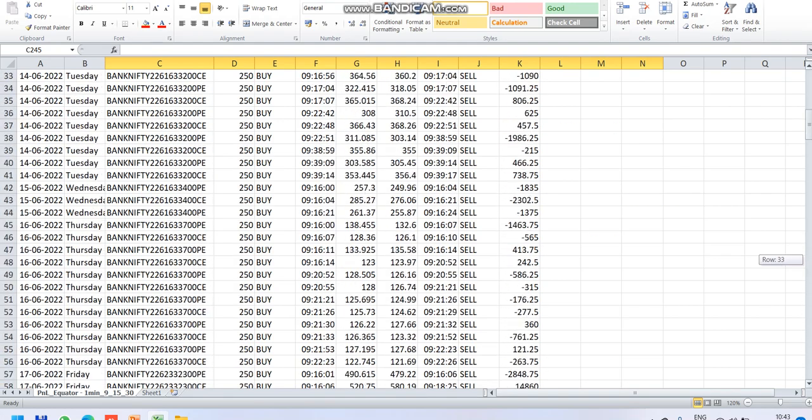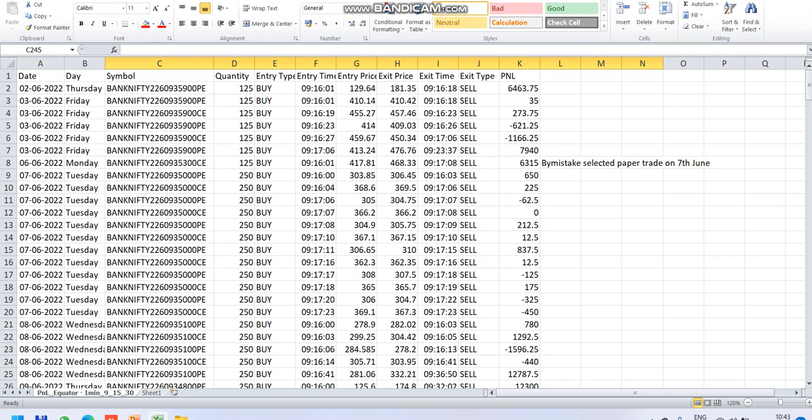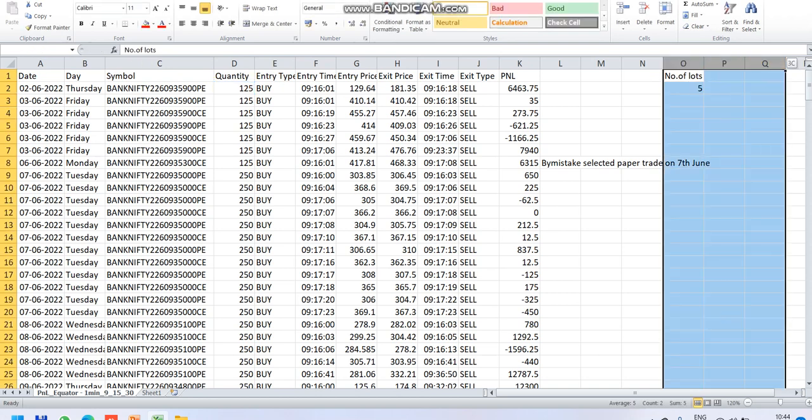So this is the ledger which I have maintained from June 2nd. Okay, from June 2nd, and in this column it is quantity, how much quantity. This is 125, which means I am trading in BankNifty, so that is 125 quantity, which means number of lots is 5. Okay, lot size 25. So I'll just make it 125 divided by 25. So this is the number of lots which I am doing.